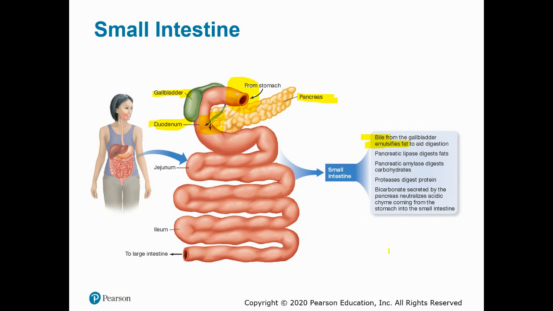So it's like separating clumps of fat into smaller pieces so that then our fat digesting enzymes can actually work on those little smaller goblets of fat. That's bile's job. Bile, we'll see, is produced by the liver, stored in the gallbladder, secreted by the gallbladder into the small intestine. There's also pancreatic lipase. So again, pancreatic meaning coming from the pancreas, digesting fats. Also pancreatic amylase, again coming from the pancreas, digesting starch or carbohydrate.